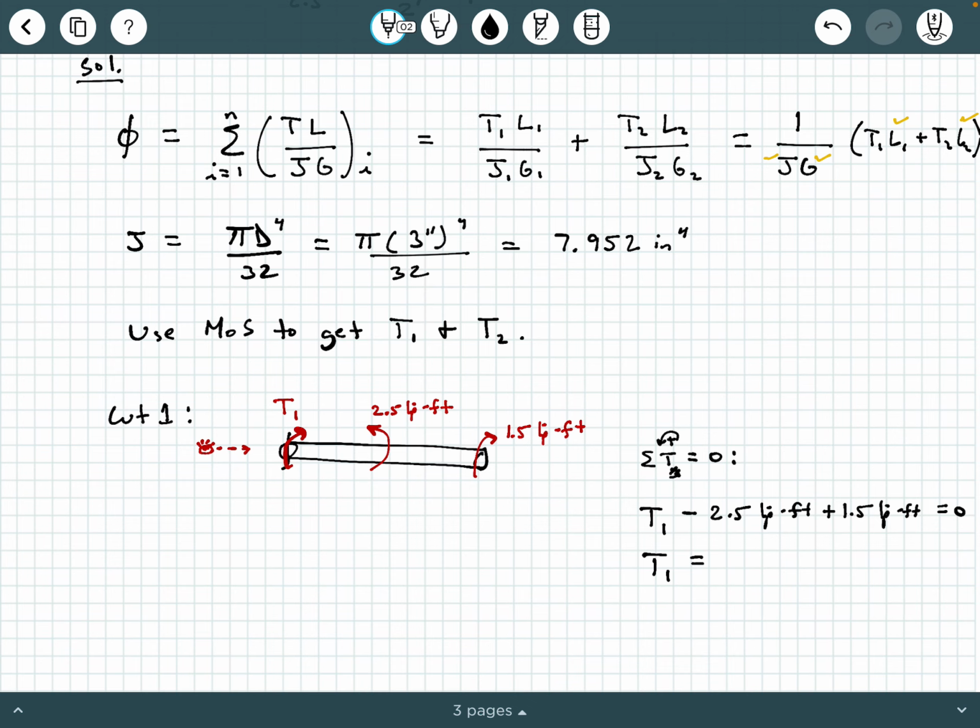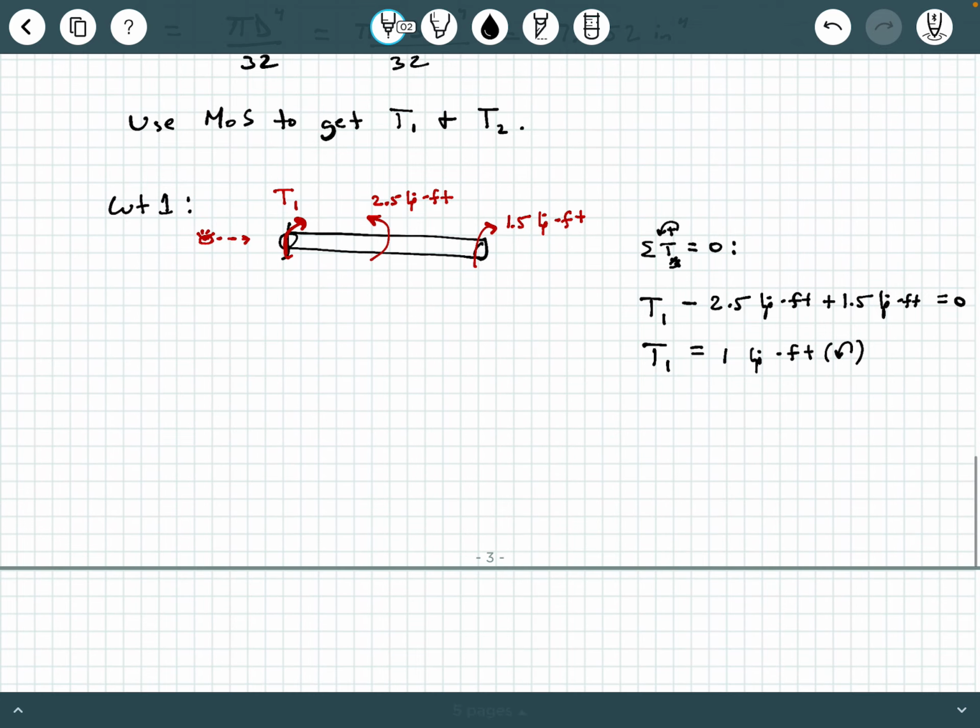Well, you just move some values to the other side of the equation. You get 1 kip foot. And based on this viewpoint, what direction is this T1 going? Well, it's going to be going counterclockwise, which is the direction we assumed. And it's because this came out as a net positive, okay?